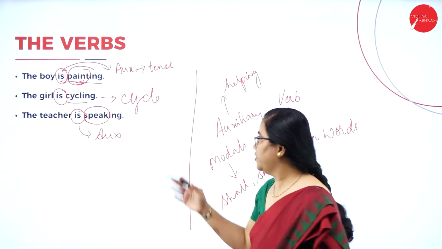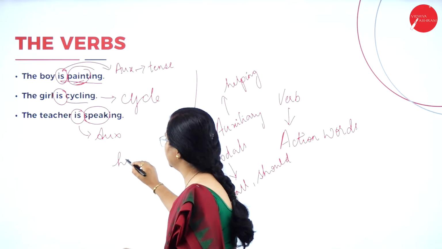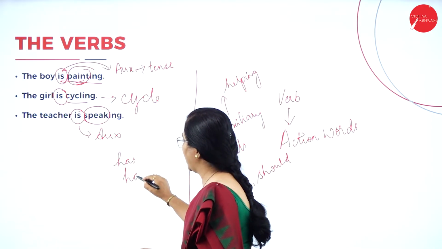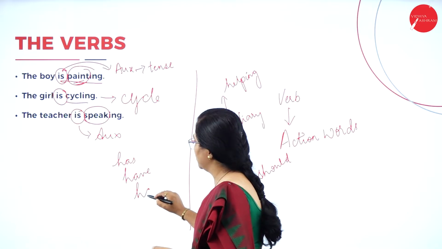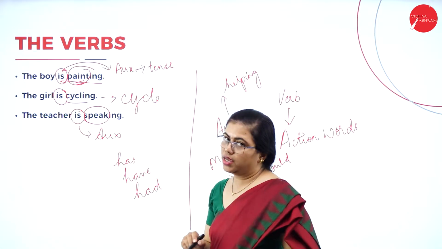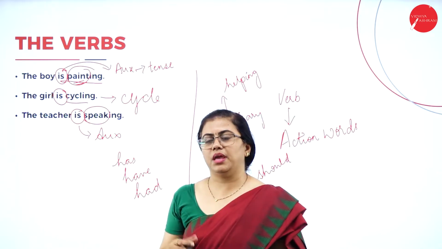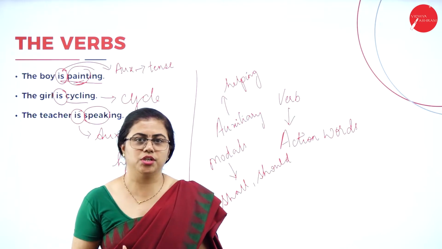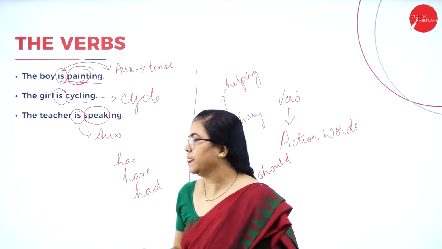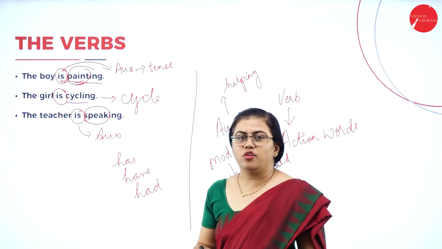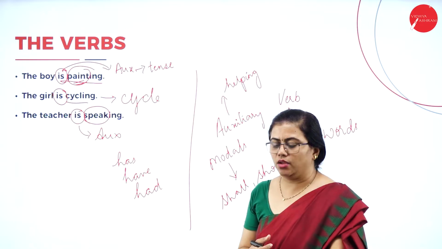Apart from these auxiliary verbs, we have has, have, had. All these are called auxiliary verbs. As of now, we'll just concentrate on the main verbs, which tell the actual action words that are happening. So has, had, have, all these are also called auxiliary verbs.